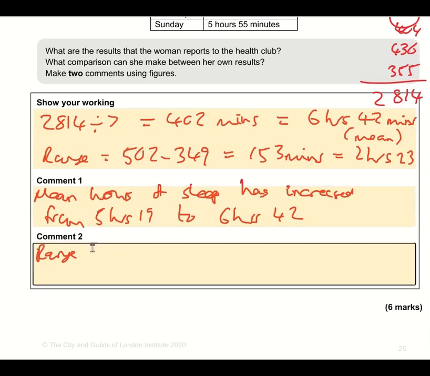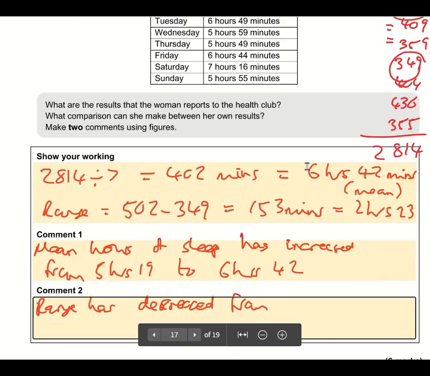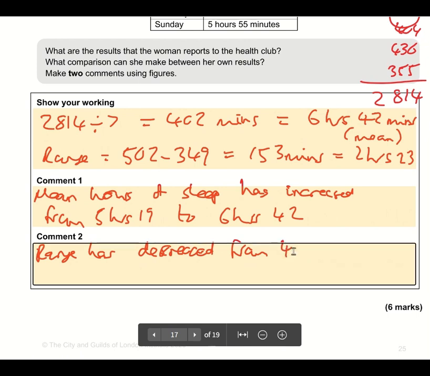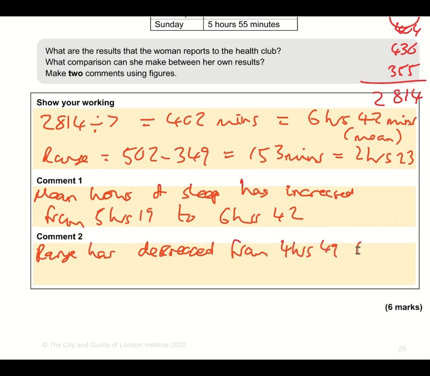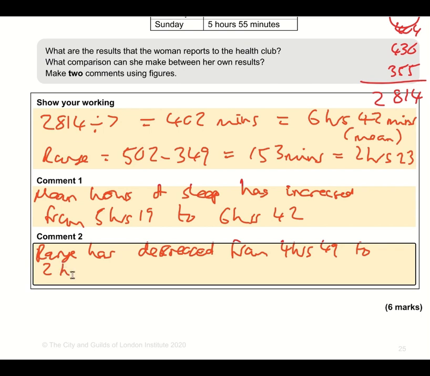So range has decreased, from, already forgotten what that value was, 449 to 2 hours, shocking writing, 2 hours 23. So what does that tell us? If the range has decreased, that means her sleep, or the data is more consistent. So her sleep length is more consistent than before.